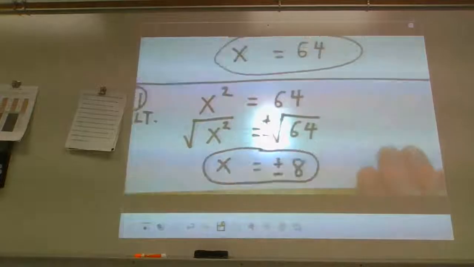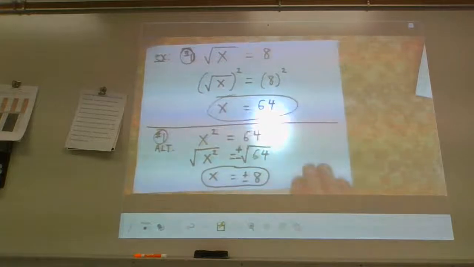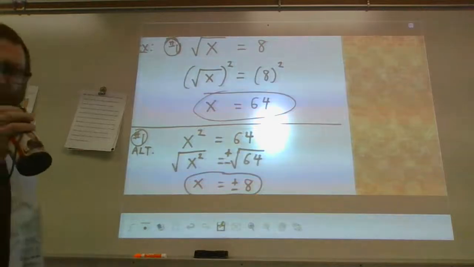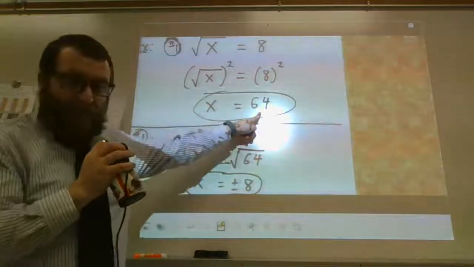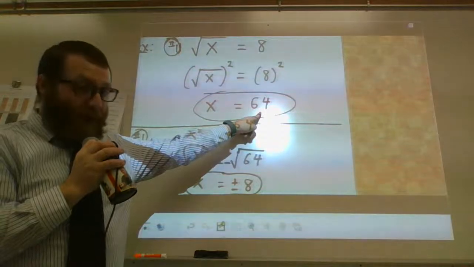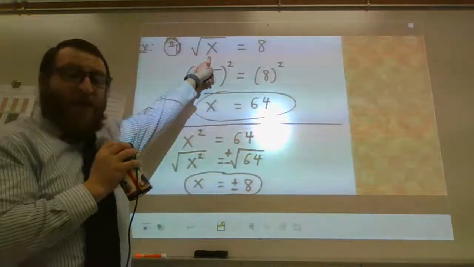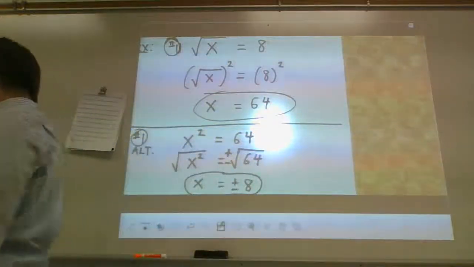Let's look at these two problems as a whole, because these two problems are opposite sides of the same coin, and you have to recognize that fact. We got an answer of 64 in the first one. How does one check to make sure that you're correct? You plug it back in. I'm going to take that 64, plug it in right there. The square root of 64 is equal to 8. It works. Cool.